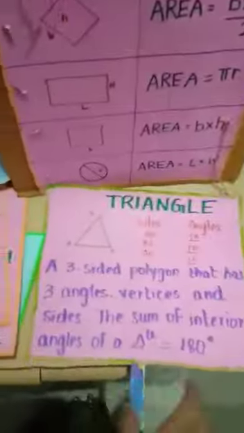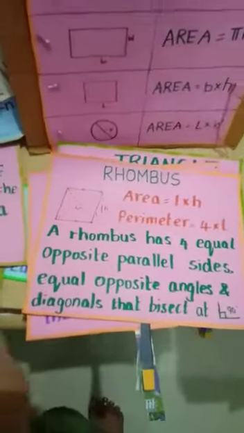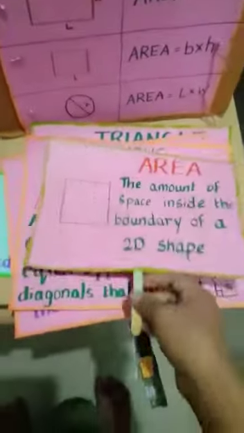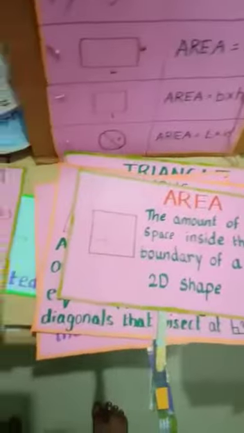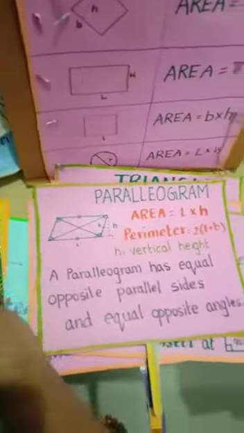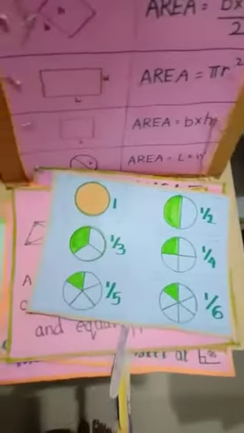Then after this, I've shown you all the flashcards, right? Rotating boards and flashcards I've shown. This is the triangle one. This is the circle definition, triangle definition, or rhombus definition, and what is area, the amount of space inside the circle. Geoboard I have already shown you. What is the definition of parallelogram, and this is fraction. Just simply I made this one.